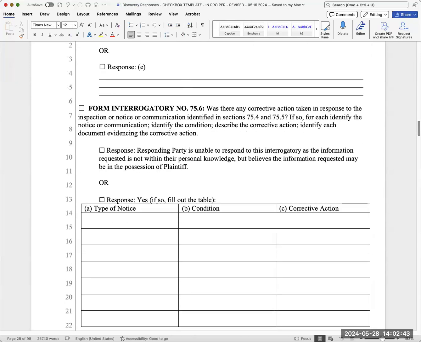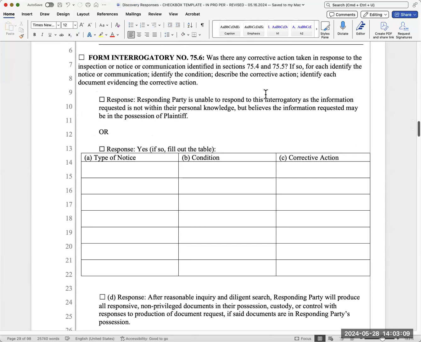75.6. Was there any corrective action taken in response to the inspection or notice of communication identified in the previous two questions, 75.4, 75.5? If so, for each, identify the notice of communication, identify the condition, describe the corrective action, identify each document evidencing the corrective action.